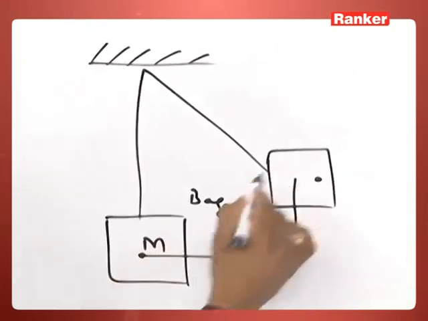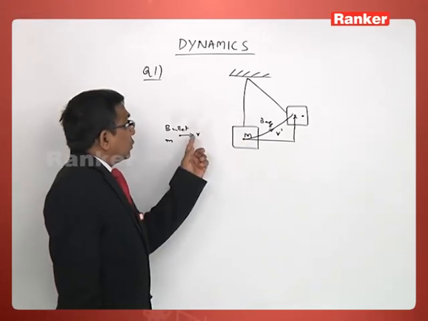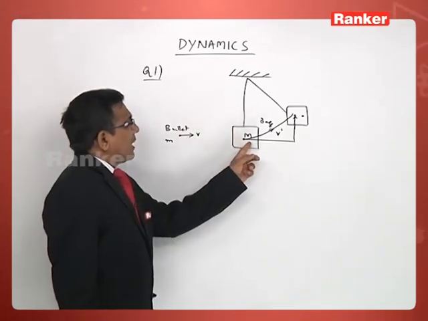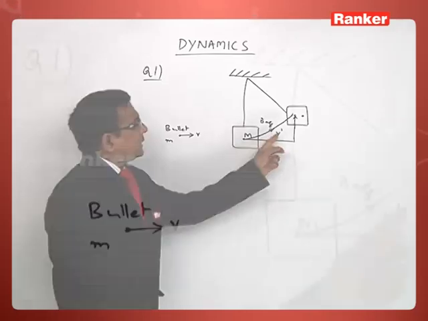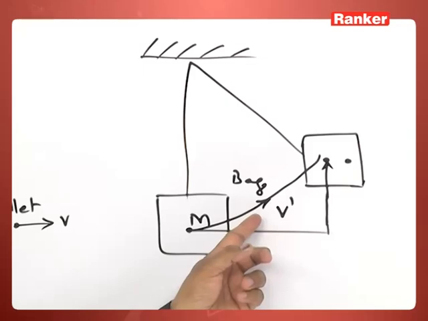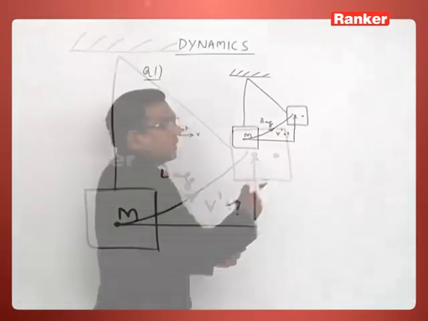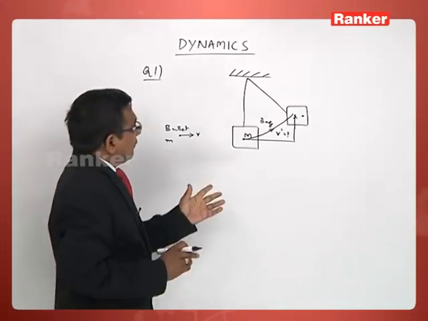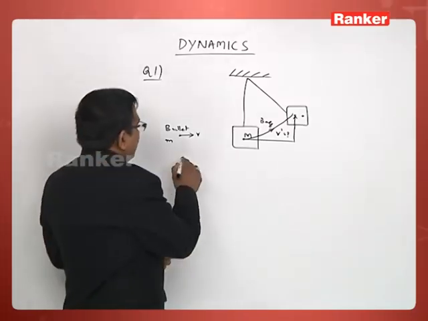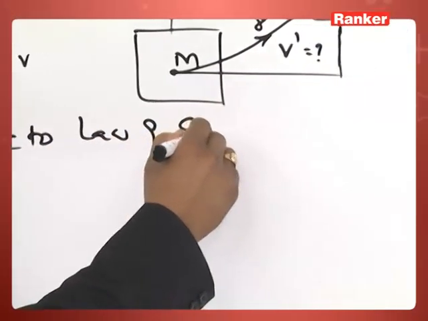If you take the center of the system, this is the center. When the bullet collides with the bag, due to the impact the bullet gets embedded inside the bag and both together move with some velocity. Now we have to calculate kinetic energy and momentum. So we have to calculate the velocity of the combined system, bullet and bag. For this, we have to use the law of conservation of linear momentum.